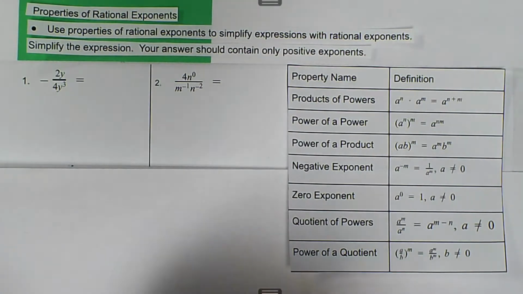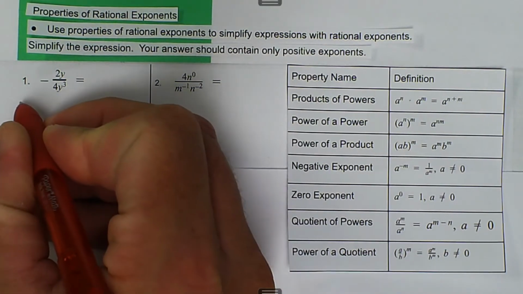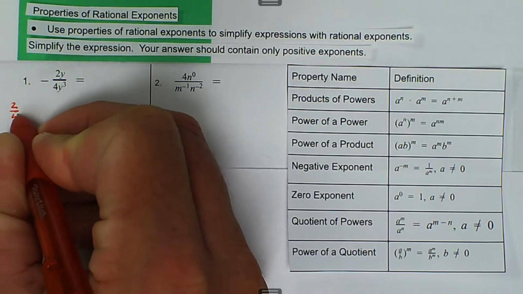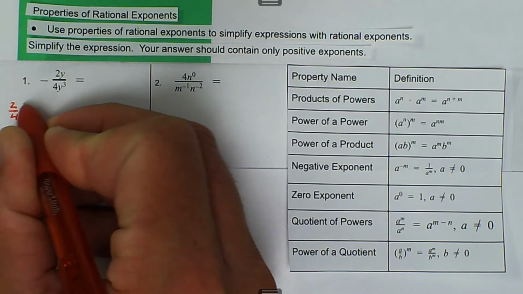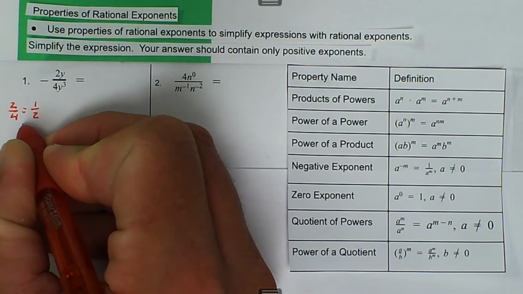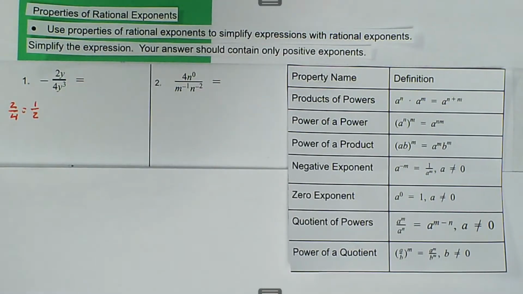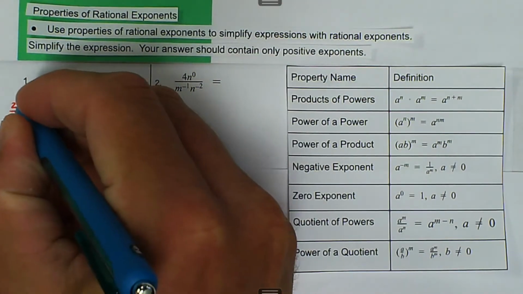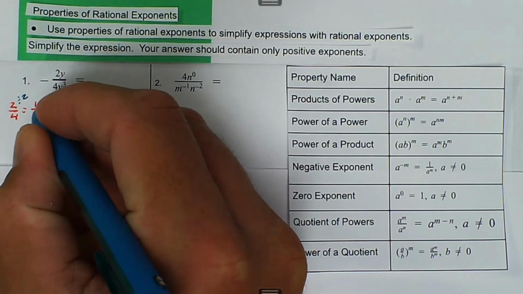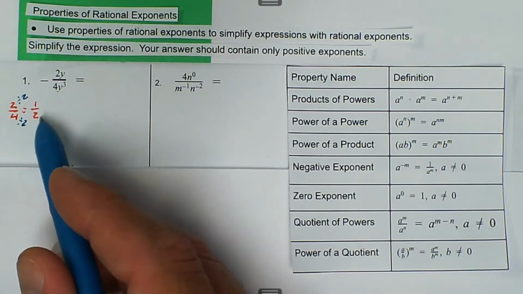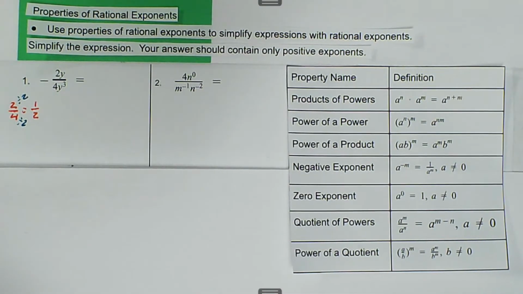So we should know that 2 divided by 4, they're both divisible by 2, so we can reduce this to 1/2. So we can divide 2 by 2. 2 divided by 2 is 1, and 4 divided by 2 is 2, so our coefficient reduces to 1/2.